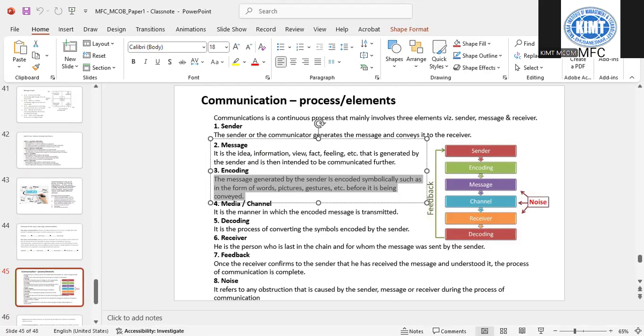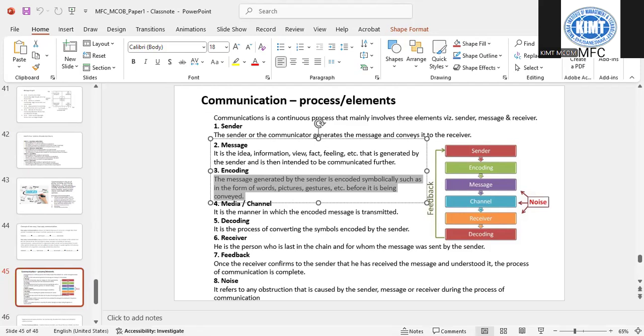See, this is encoding. The message is actually converted into text, pictures, words, gestures, or whatever, based on the algorithm. So these things will change. And then if you convert the same thing back to the original text, that is called decoding. So that is the main process of communication. That is one process of communication. Decoding.